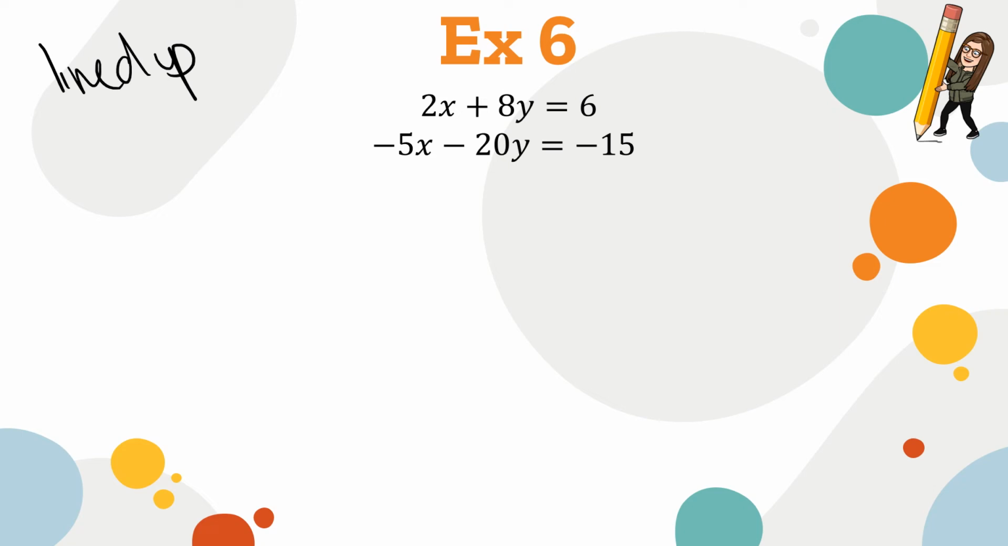Here's a special case. If I look at the x's, one's positive, one's negative. That's good. But can a 2 become a 5 easily? Ooh, not without fractions, right? So here's our special case. If one equation can't be multiplied to get the other one easily, you are going to have to multiply both of them.